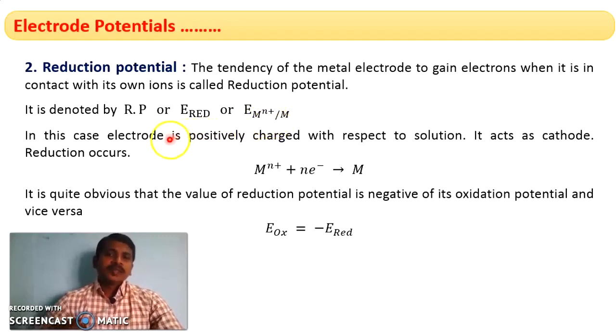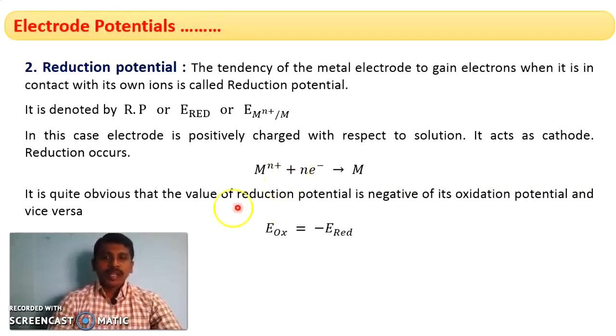In this case, the electrode is positively charged with respect to the solution. It acts as the cathode, and reduction occurs at the electrode. The reaction occurring is the reduction reaction, represented by M^n+ plus n electrons gives M. Gain of electrons, consumption of n electrons, occurs here. So this is a reduction, and the electrode is said to have reduction potential.